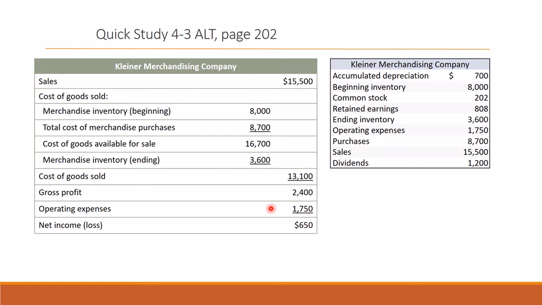Our operating expenses of 1,750. So things like our advertising, our employee expenses, our utility expenses, our rent. Subtract that from our gross profit of 2,400, and finally we get our last number of $650, our net income. Make note of some of the different items that we have to plug in for this problem in terms of cost of goods available for sale, cost of goods sold, gross profit, and net income.